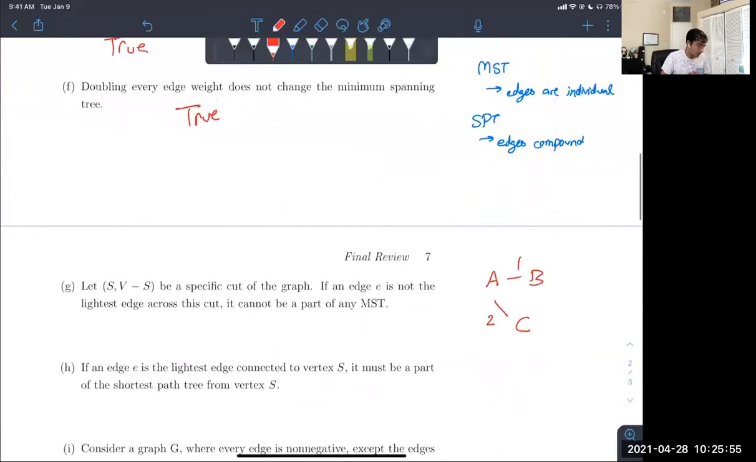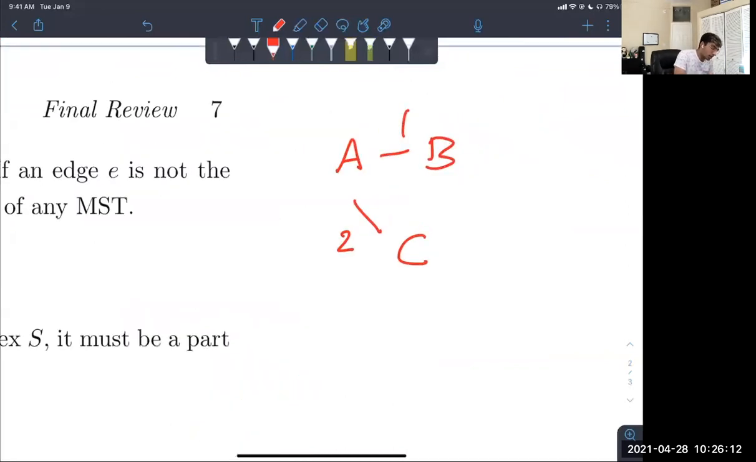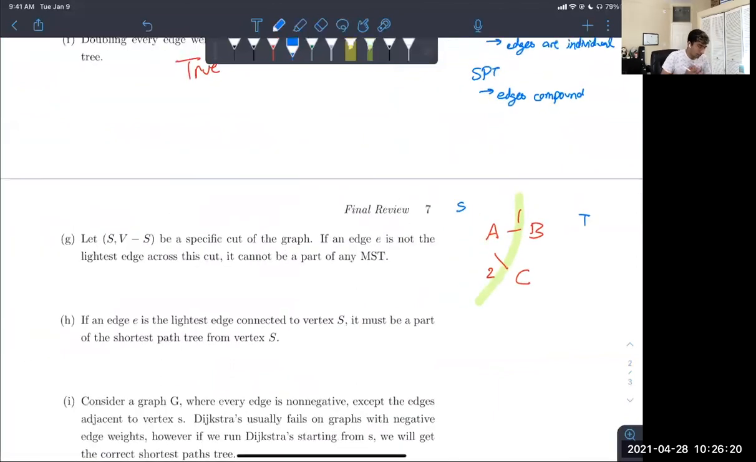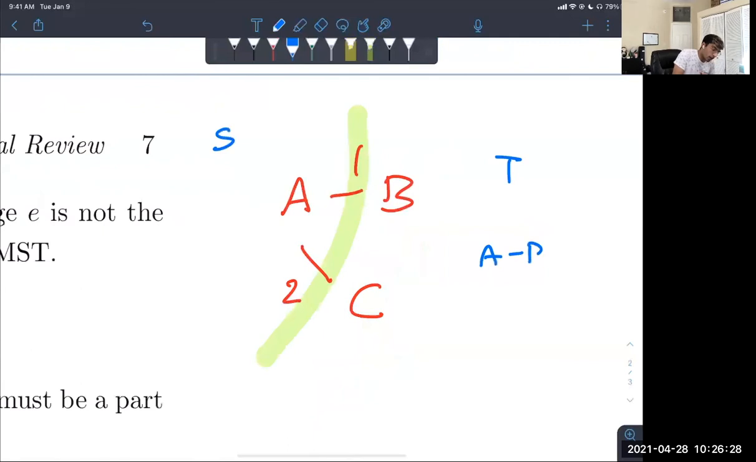Cool, let's move on to part G. This question is a little bit longer, so stay with me. Let S, V minus S, be a specific cut through a graph. If an edge E is not the lightest edge across this cut, it cannot be part of any MST. So let's look at the example on the right. We have A to B and A to C. I'm going to make this cut. We're going to have S on the left and T on the right. And the first thing we're going to do is find the lightest edge. So we analyzed A to B, which is 1, and A to C, which is 2. So I would pick A to B, excuse me.